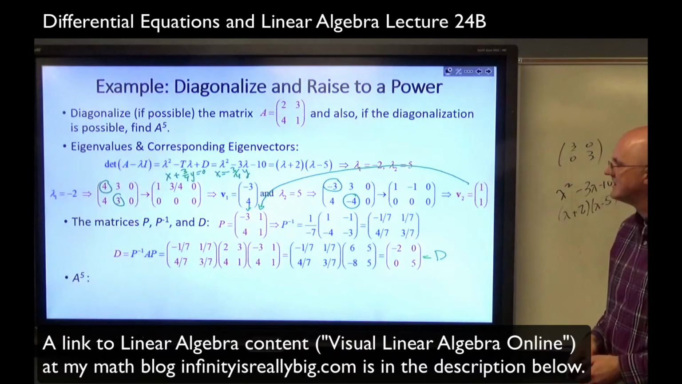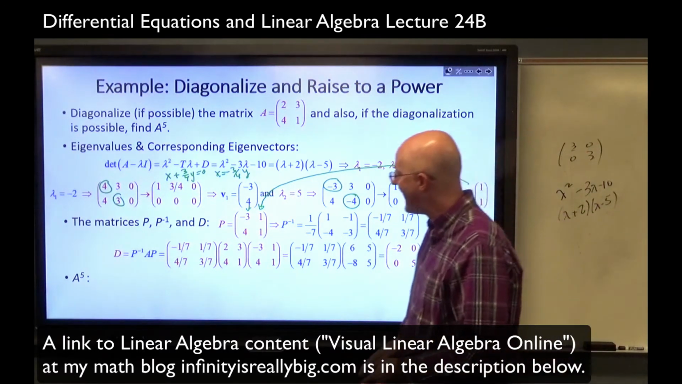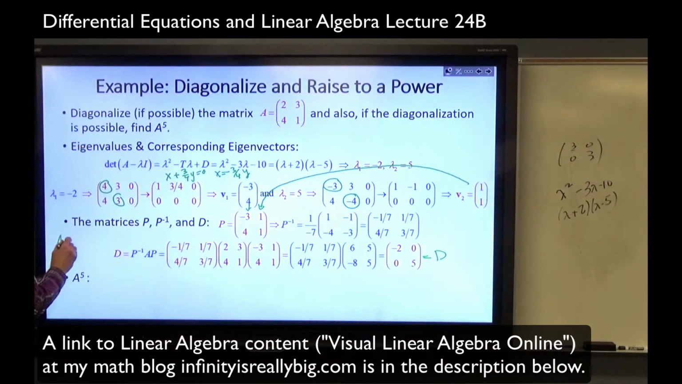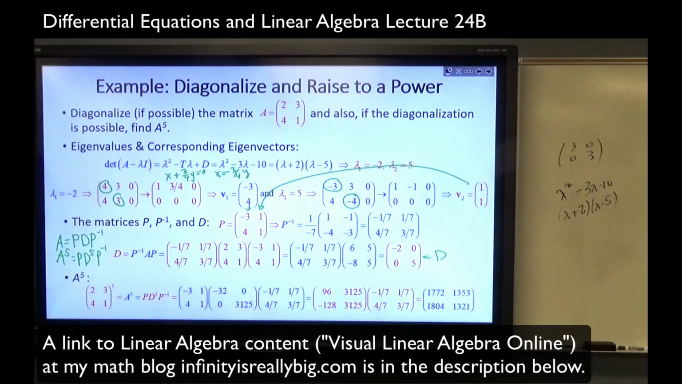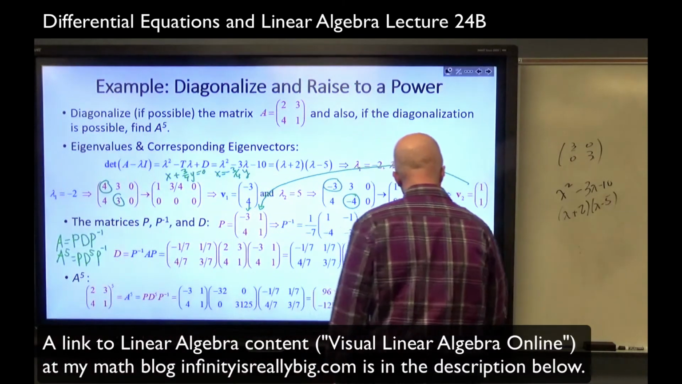That is D. So therefore, what is A to the 5th? Since A is the other way around, P times D times P inverse, A to the 5th is going to be P times D to the 5th times P inverse, as we saw earlier. There it is. Take the time to check these calculations too. There's your final answer.